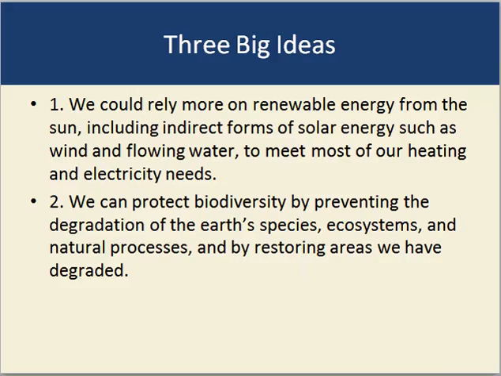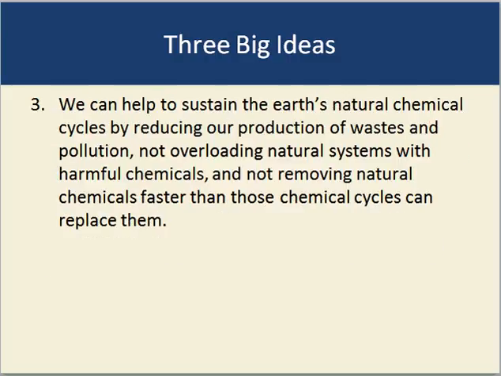So quick recap of the big three. We could rely more on renewable energy. We can protect biodiversity by preventing degradation. And we can help to sustain our Earth's natural chemical cycles by reducing our production of waste.